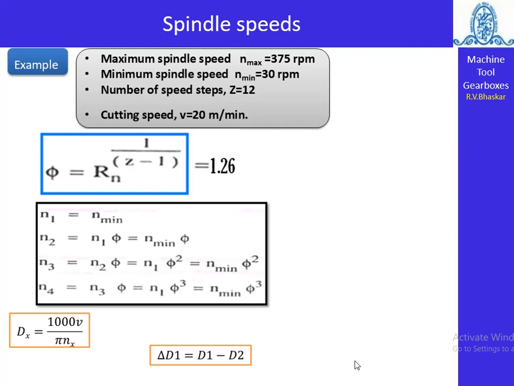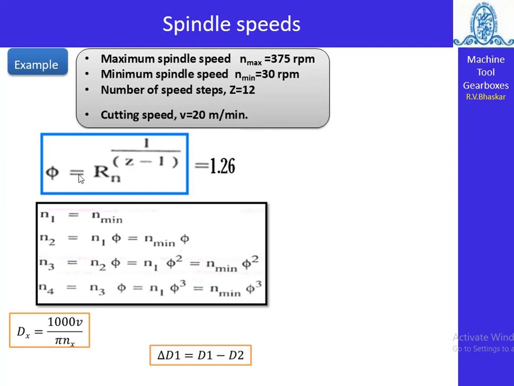The maximum spindle speed we have taken as 375 rpm, and the minimum spindle speed is 30 rpm. The number of speed steps involved is z equal to 12, and the cutting speed we have taken is again 20 meters per minute. So phi, as we discussed in the earlier slide, is equal to Rn raised to 1 upon z minus 1. By putting in the values, we get 1.26 as phi. So by using the value of phi, we get the corresponding values of n1, n2, n3, and likewise up to n12, because we have taken the number of speed steps z equal to 12.